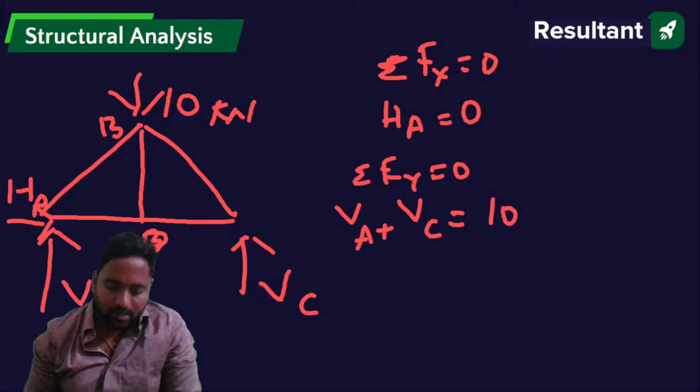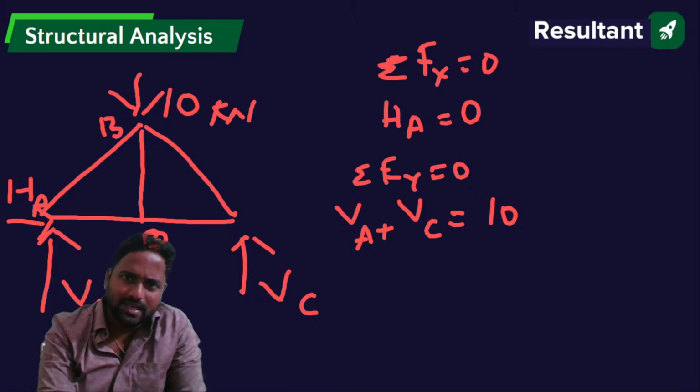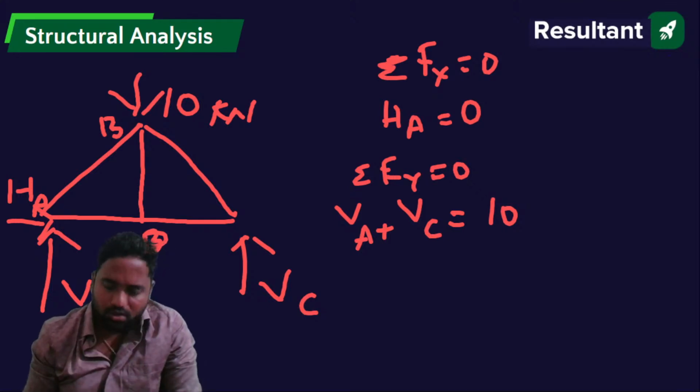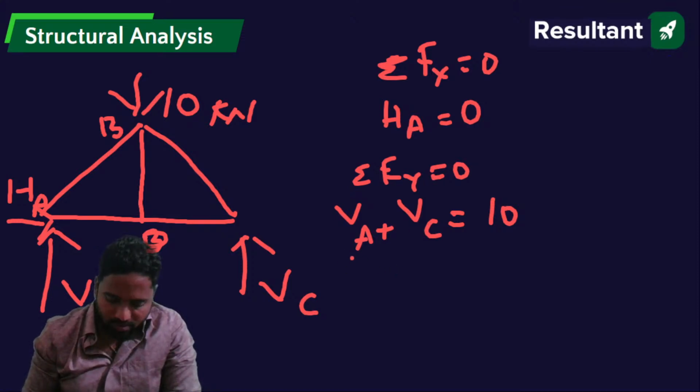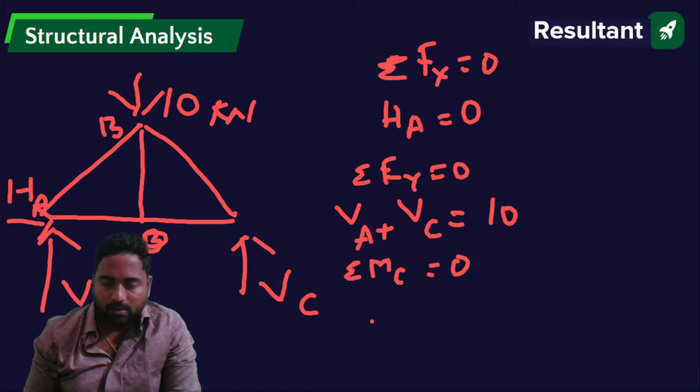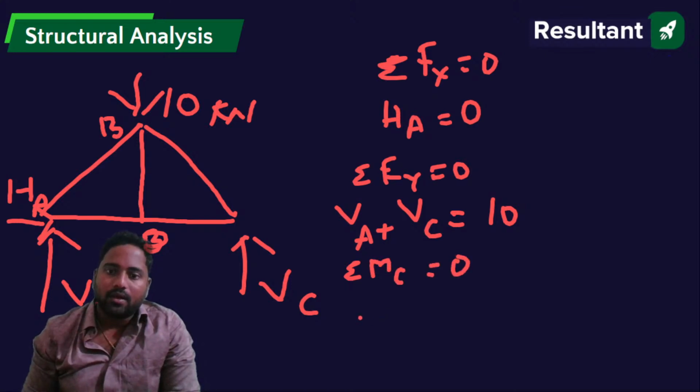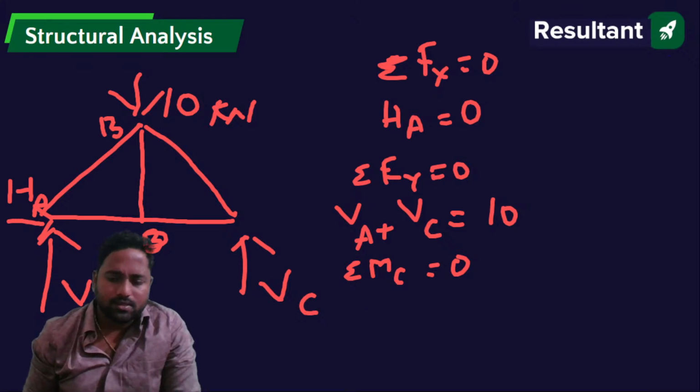Next, you can take moments about C or moments about A equal to 0, whichever. I'll take the summation of moments about C equals 0. If I take it, what will I get? VA multiplied by this distance given to you.